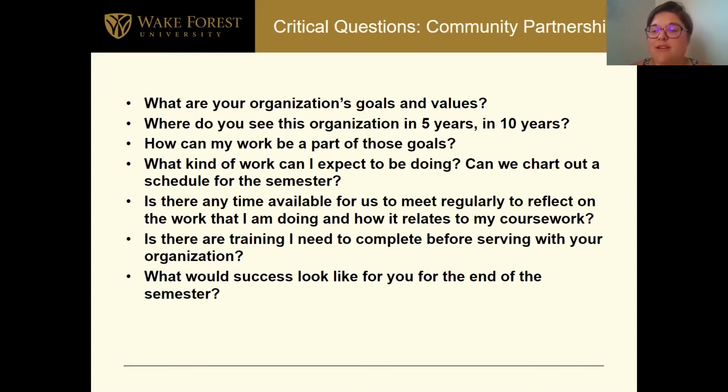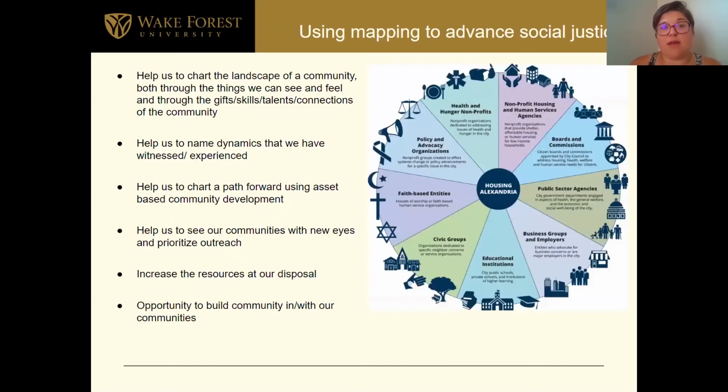So what are your organization's goals and values? Where do you see this organization in the future? How can my work be a part of that? What kind of work can I be expected to be doing? Can we meet regularly? Is there training you'd like for me to complete before working with your organization? And what does success look like for you? Getting those things clear from the jump can help you to identify where are the spaces that you need to do some additional work, but also what are the expectations for the stakeholder that you're working with.